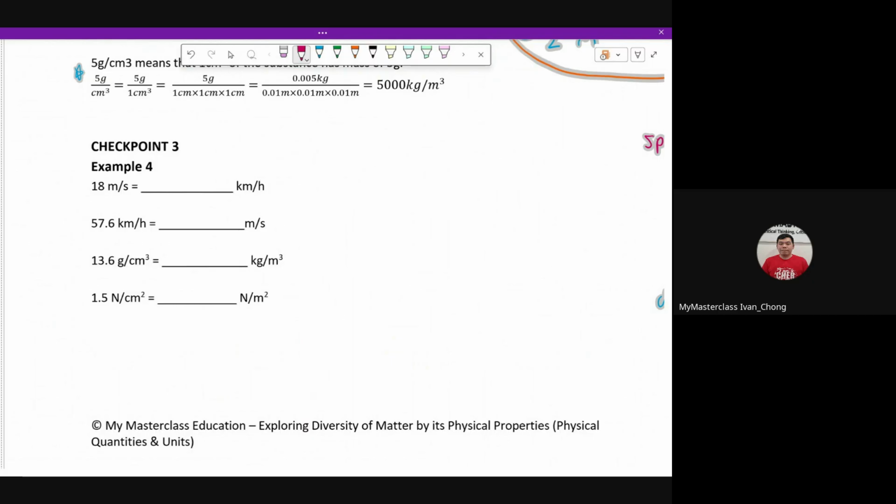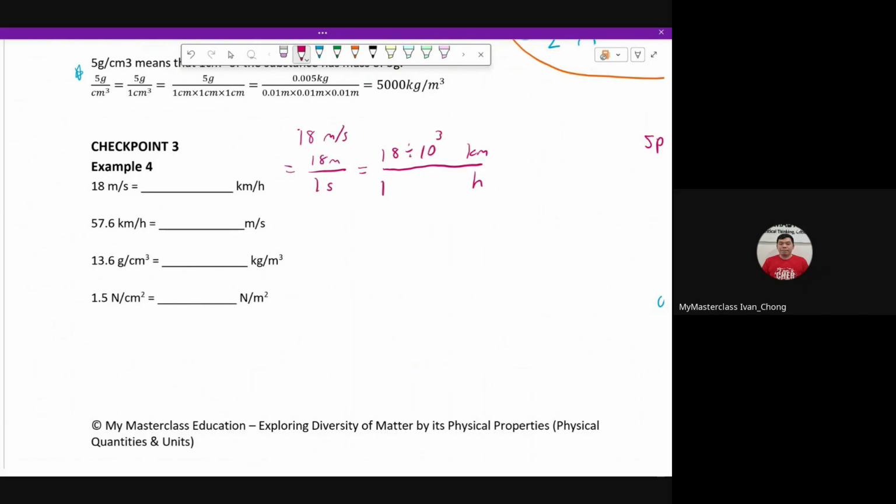Now, first one, word example. So if you want to try it, you can pause and try it first. First one, 18 meters per second. We will change it to 18 meter over 1 second. So next, they want kilometers and hours. We don't have the prefix on the left-hand side, so we will divide by 10 to the power 3.